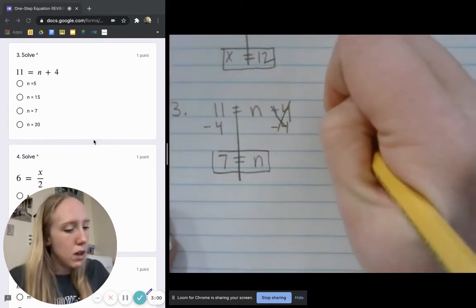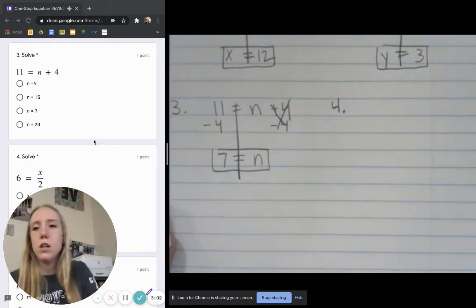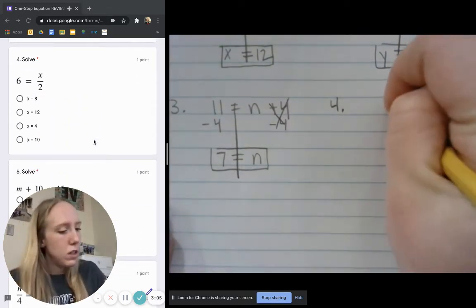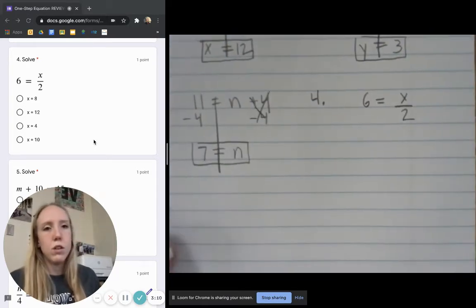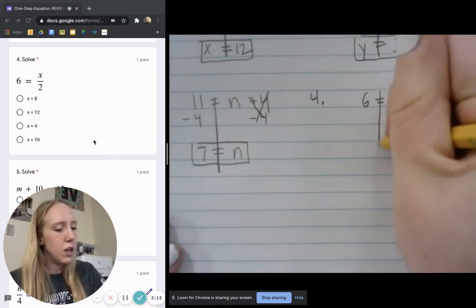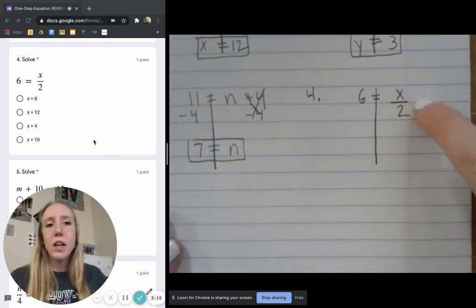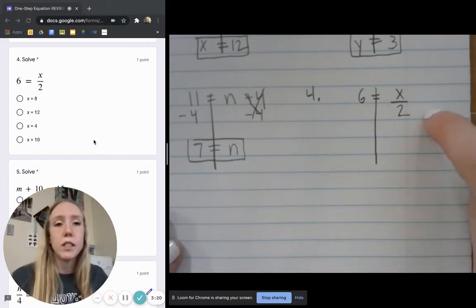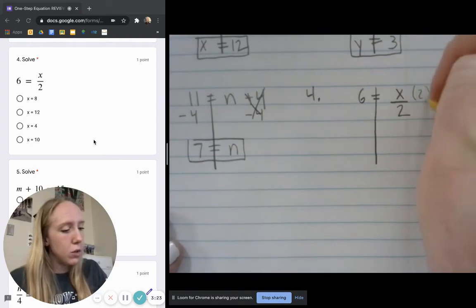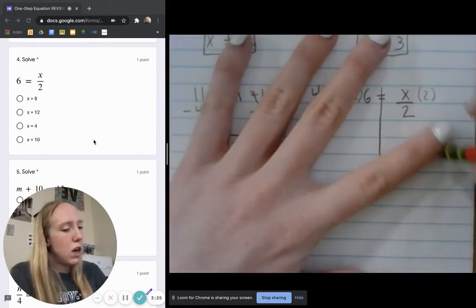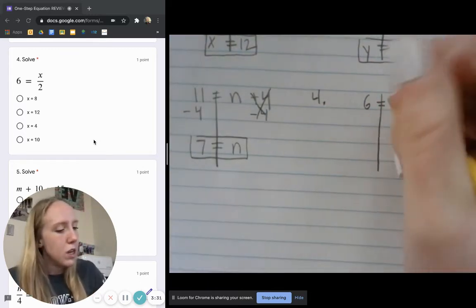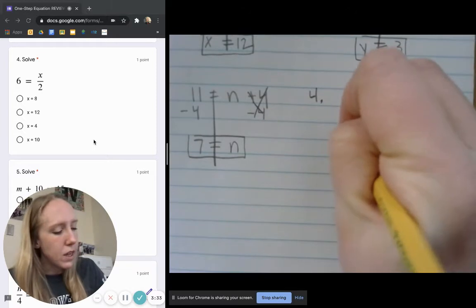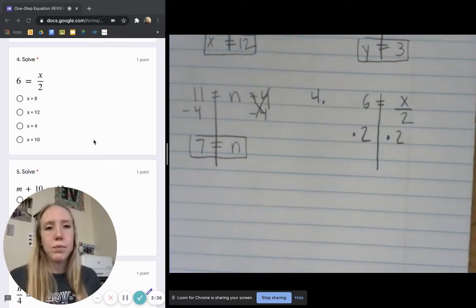Right. Number 4. 6 equals x divided by 2. Remember when we see it looking like a fraction, it's division. Draw our fence. So to get rid of dividing by 2, you need to multiply by 2. There's a few ways that you can show this. You could write times 2, times 2. Or you could use the multiplication dot to show that you're multiplying by 2 down below. Times 2 and times 2. Either way is okay.